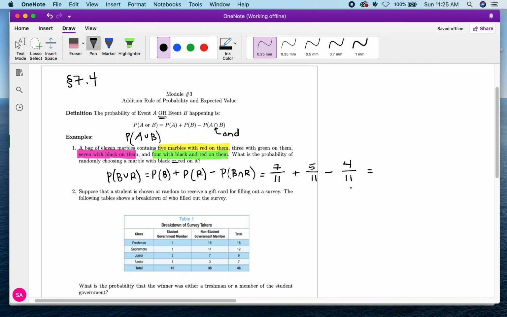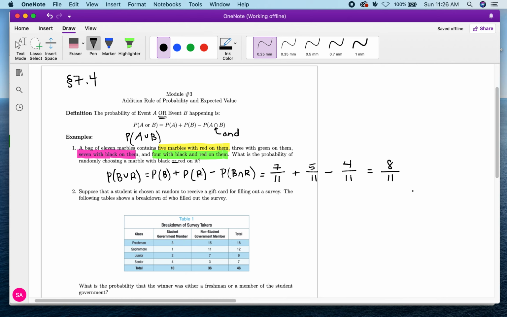So now we just simplify. Common denominator here. So when we're adding and subtracting fractions, you leave the denominator the same, and then we can just add and subtract across the top. So 7 plus 5 is 12, minus 4 will bring us to 8.